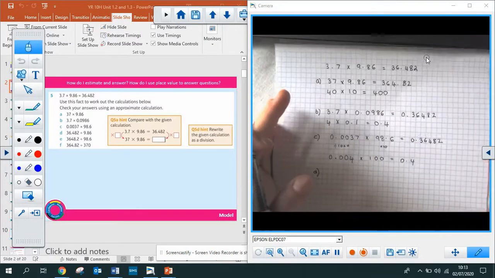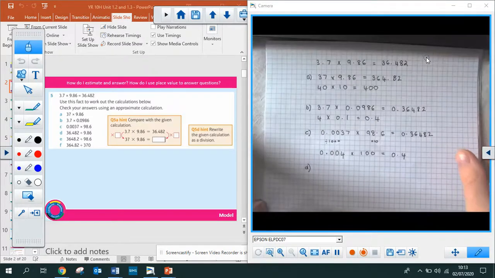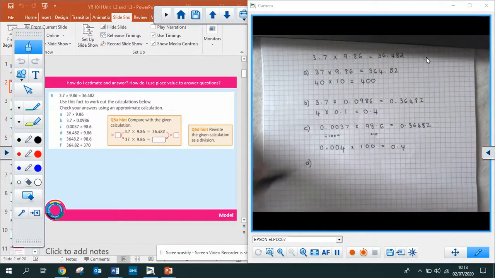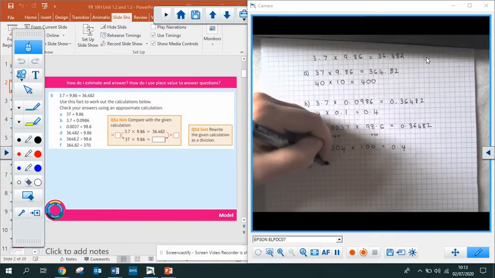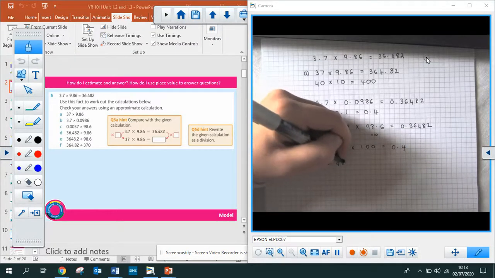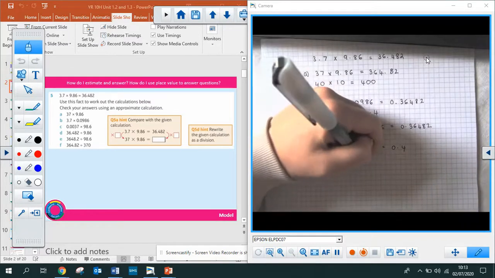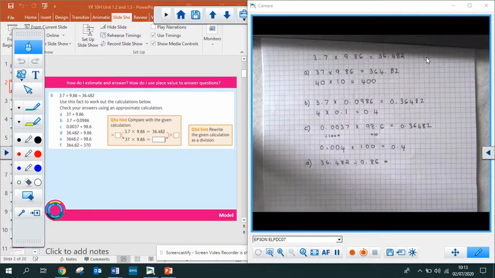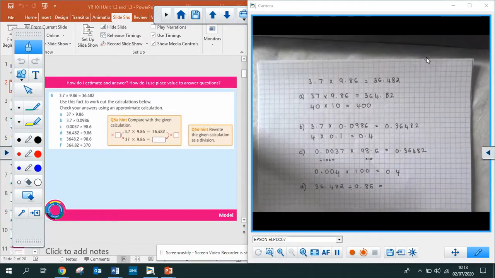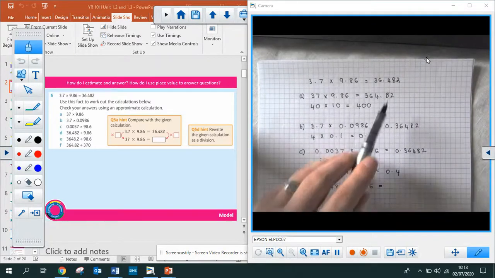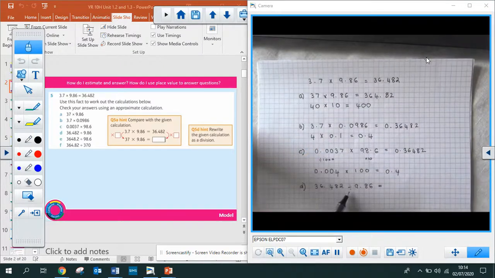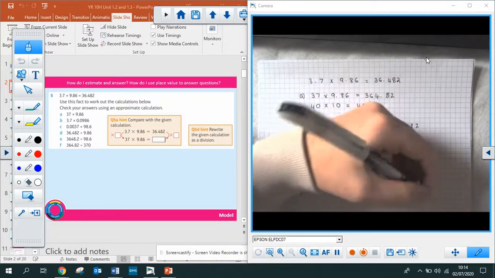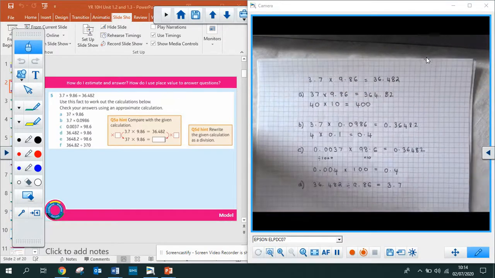Part D, let me just move this up a little bit. We have 36.482 divided by 9.86. Now, they've changed the order here a little bit, but actually the numbers haven't changed. So we've got 36.482, our original fact was 36.482, divided by 9.86, and so we know our answer is going to be 3.7. Okay, so our answer there is 3.7.